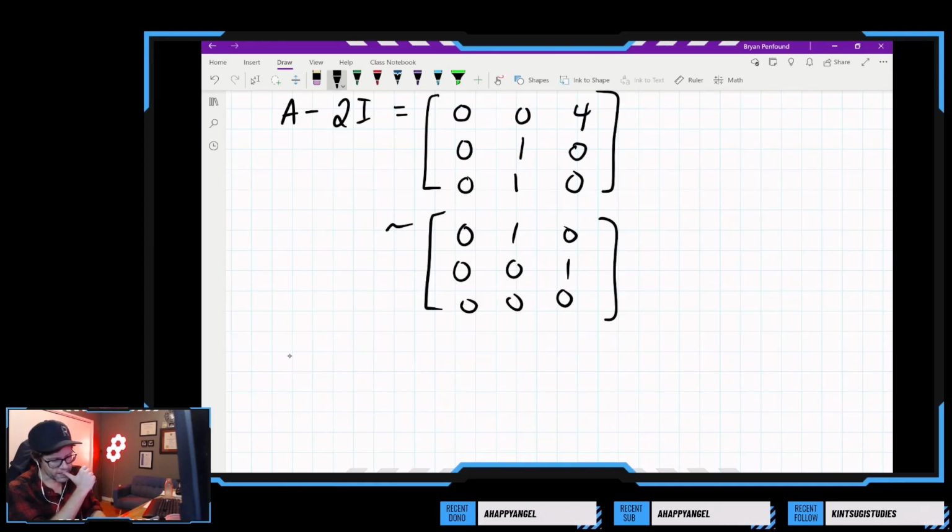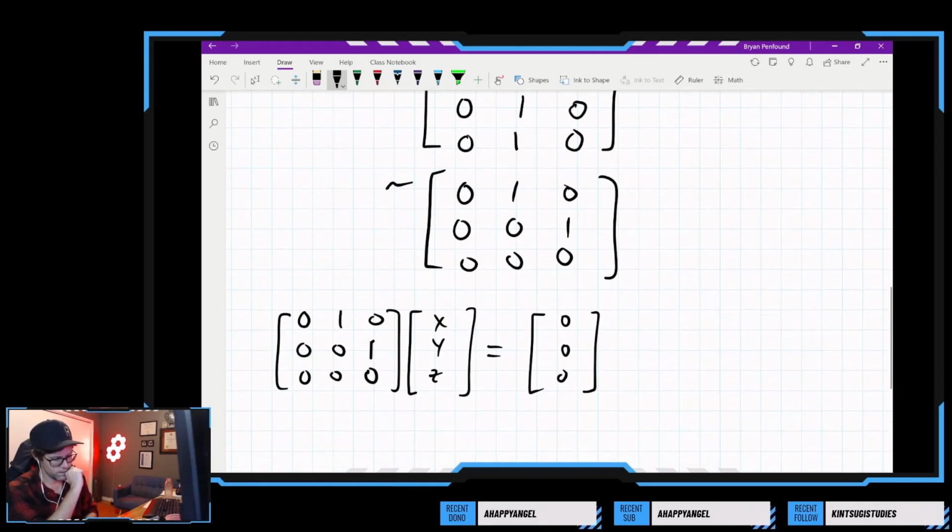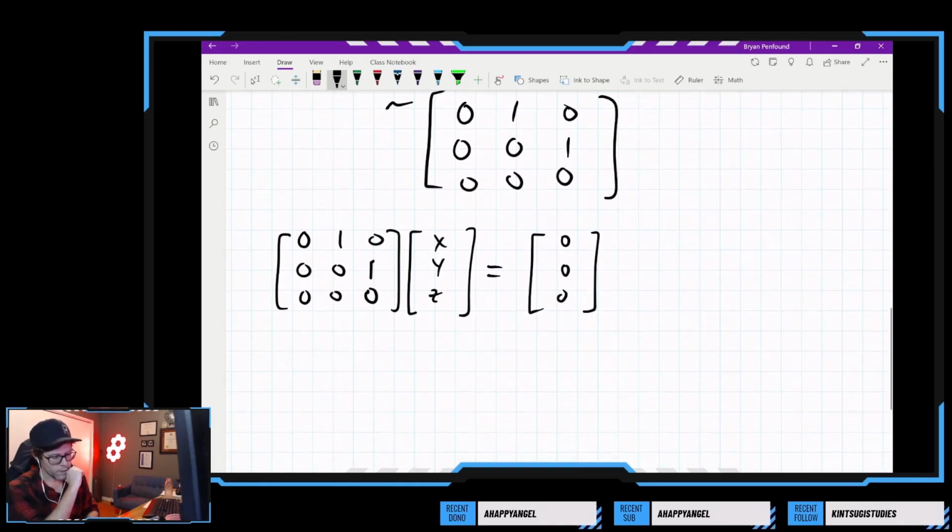How do I do this? I think I consider the matrix 0, 1, 0, 0, 0, 1, 0, 0, 0, and I take some random vector x, y, z. I need this to equal the 0 vector. So I know that x equals 0, y equals 0, and z is going to be a free variable. So I think that's how we do this one.